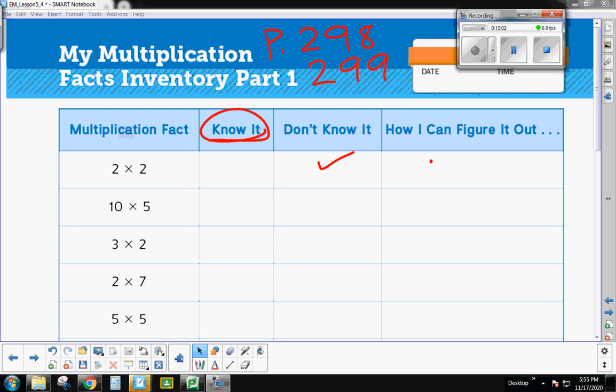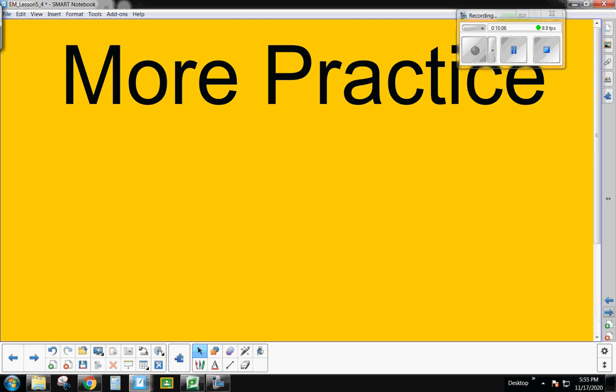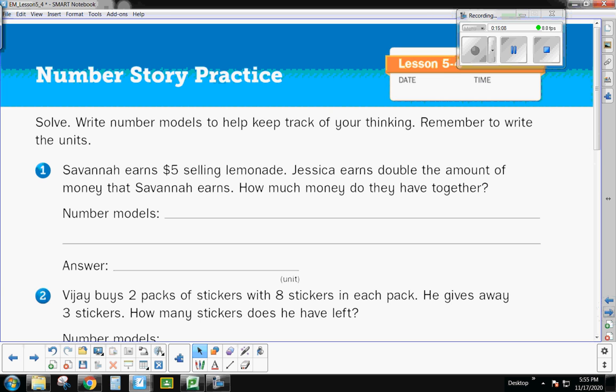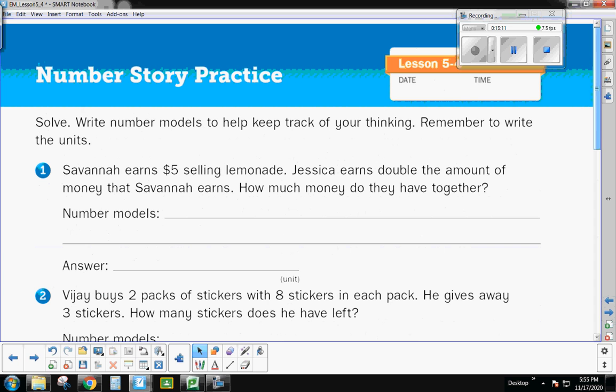All right, and then last but not least, we have some more practice pages. So if you could turn in your workbook to page 162. This is just some review with some number stories or word problems. So I want you to go through and do page 162, pause the video, and then restart the video, and I'll go over them very quickly with you.